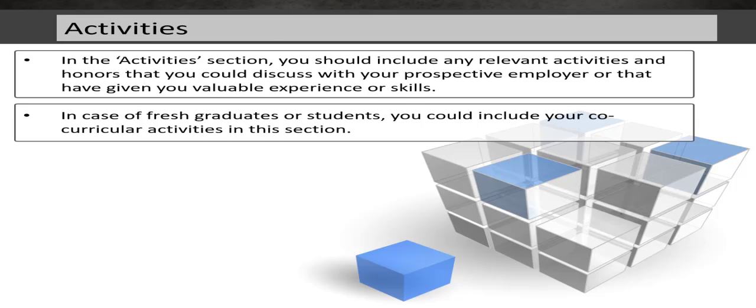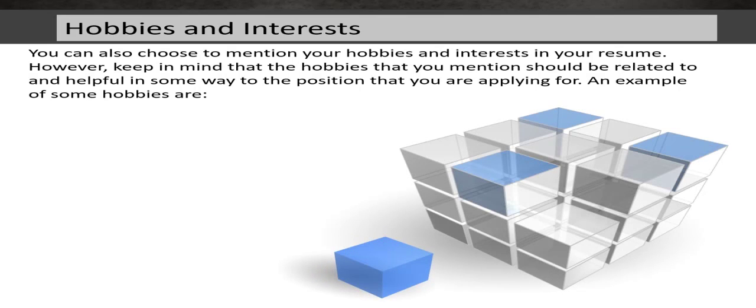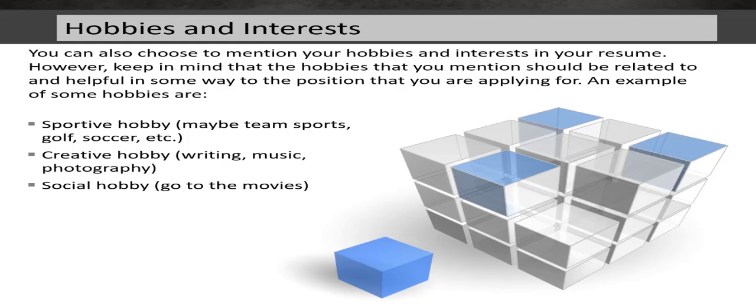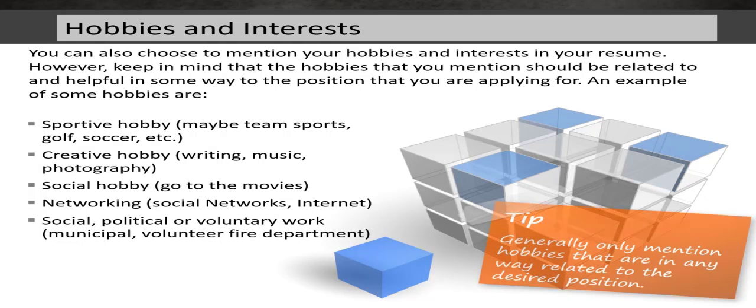Hobbies and interests. You can also choose to mention your hobbies and interests in your resume. However, keep in mind that the hobbies you mention should be related to and helpful in some way to the position that you are applying for. Examples of some hobbies: sportive hobby, maybe team sports, golf, soccer, etc. Creative hobby: writing, music, photography. Social hobby: go to the movies. Networking, social, political, or voluntary work. Municipal: volunteer fire department. Here's a tip: generally only mention hobbies that are in any way related to the desired position.